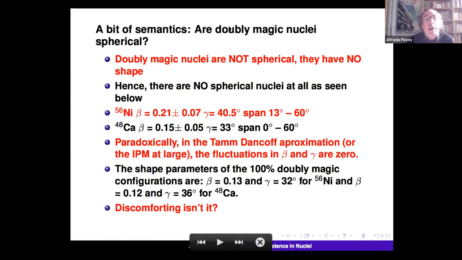A bit of semantics. Are double magic nuclei spherical? They are not spherical because they have no shape. And there are no spherical nuclei at all, because they have no shape. This is a quantum system, and either you can speak of a shape or not, and in this case you cannot. For instance, for double magic nuclei like calcium 48, if you compute the real beta, it is different from 0 with a large uncertainty, but it is not 0, and it is spanning gamma from 0 to 60. It covers everything. Okay, so this is somehow discomforting, but maybe we just need to redefine the names we use for something.